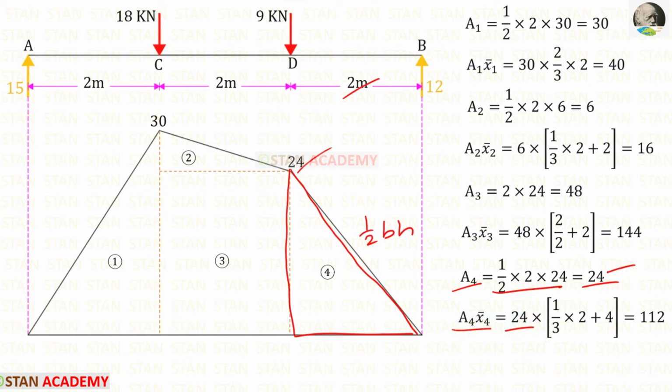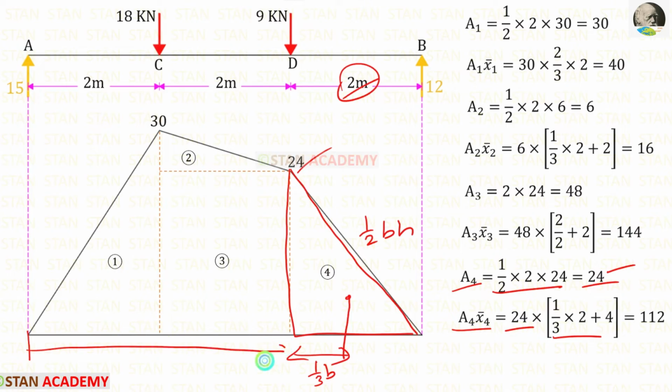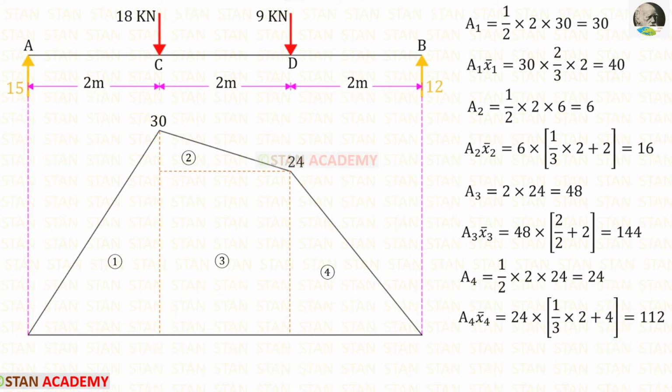For this triangle, the centroid towards the left is 1 by 3 into b. Here the breadth is 2, so 1 by 3 into 2. Then we have to add the remaining distance. The remaining distance is 2 plus 2, and we will get 4. Finally, for area times x bar, we are getting 112.